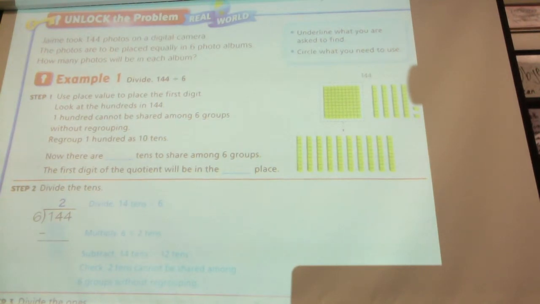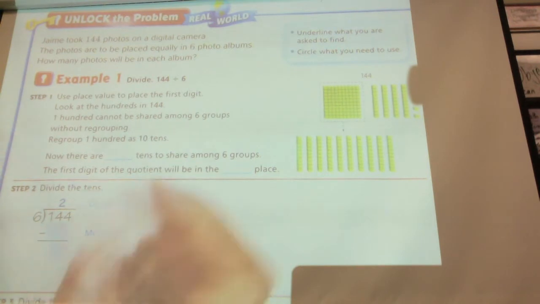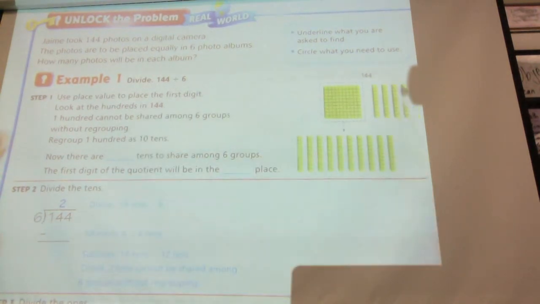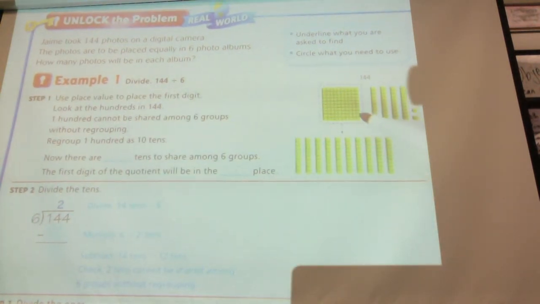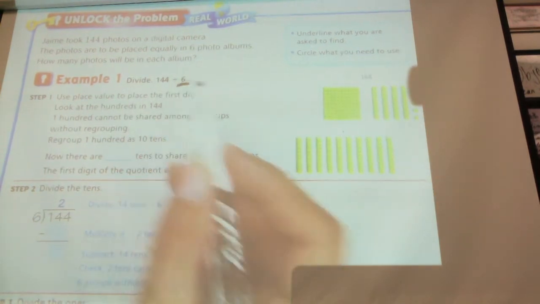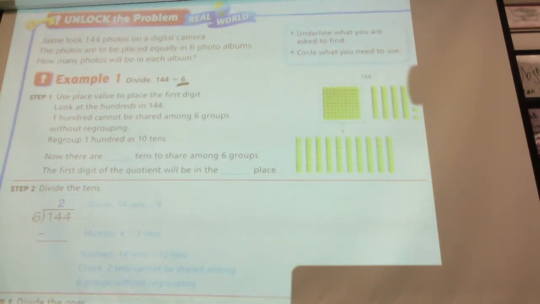We'll use place value to place the first digit. Look at the number, look at the hundreds in 144. So you see that it's right here in the base 10 blocks, 100. Can you share 100 base 10 block into 6 groups? If I have one block, there's 5 groups here, plus we'll call our Fraser table a 6th group. If I have one base 10 block, can I share it equally with you guys?